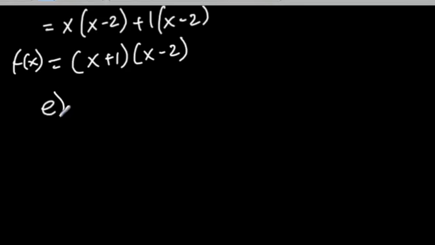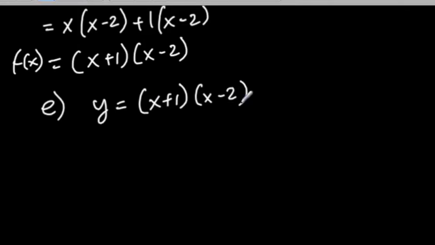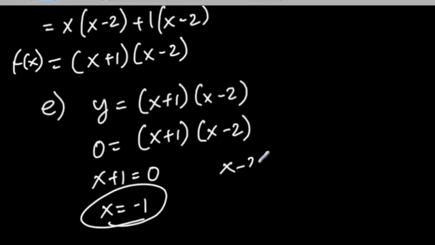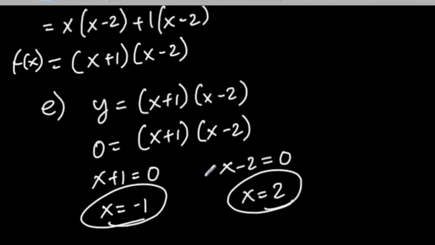Next is E, where we want to find the x-intercepts. So y is equal to x plus 1, x minus 2. In order to find the x-intercept, that's where y is equal to 0. So if we want to solve for x, it's simply x plus 1 equals 0, so x equals negative 1. And x minus 2 equals 0, so x equals 2. So those are the values for the x-intercepts.